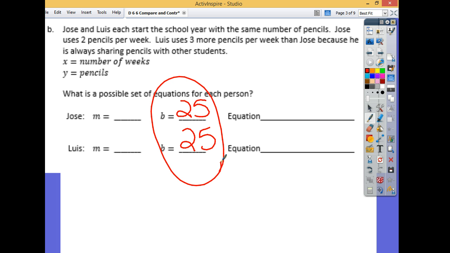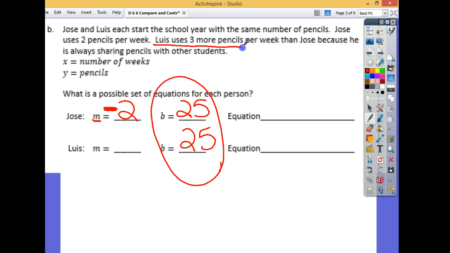What did Jose use for pencils? What does it say? Jose uses 2 pencils per week. So it's 2, like that, right? Ooh, I heard something that I really liked out there. I'm not sure who said it. -2. Why is his a -2? He uses. So that's taking him away. That's a decrease. So Jose has to minus 2 pencils per week.